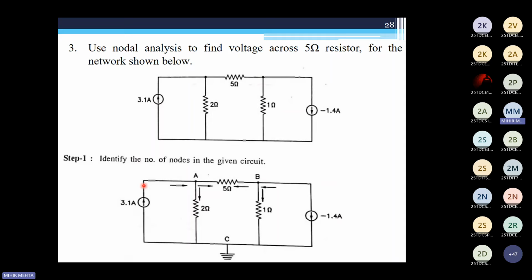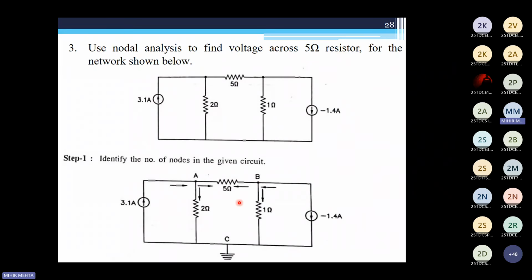So here, if I say the 3.1 ampere is entering my node A, it would leave node A by the two branches, which are connected between A and C and A and B. Okay. Similarly, the current is minus 1.4 amperes going in the downward direction. So the resultant current would be going in the upward direction with an amplitude of 1.4 amperes. So 1.4 amperes is entering node B. So it will leave the current through the two branches, that is B to C and B to A.